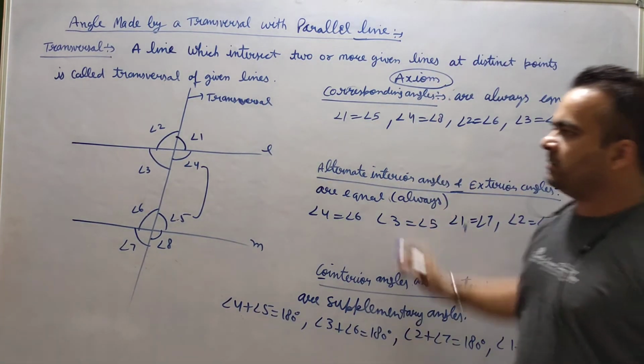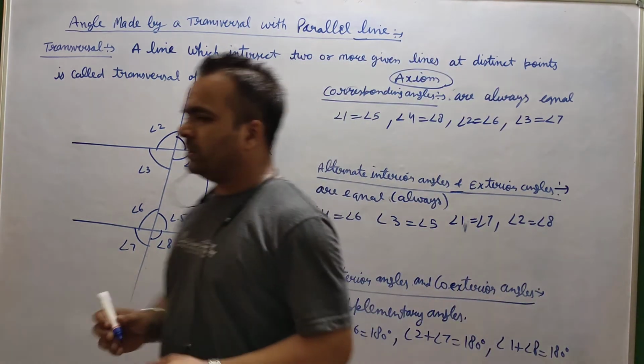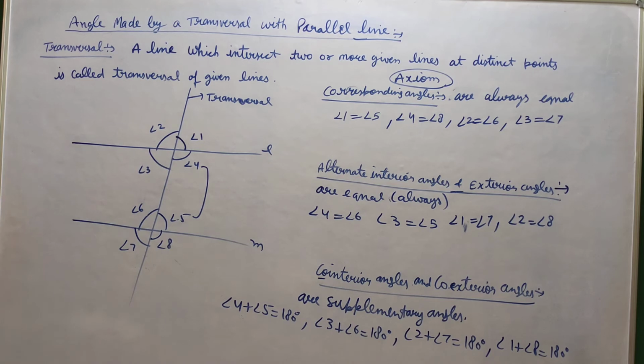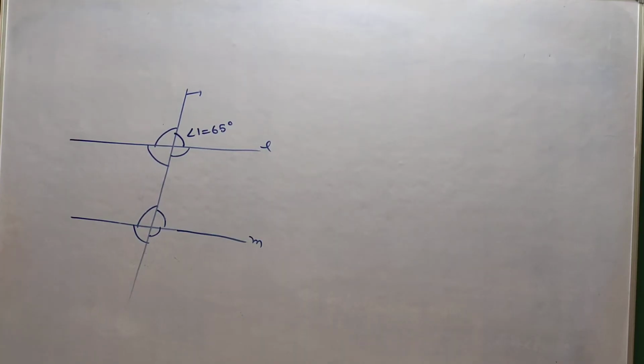At least 2 or 3 times you should write, then you will be able to understand the meaning of all corresponding angles, alternate interior angles, and co-interior angles, because that mapping is very, very important, right? Now students, we will try to solve one very interesting question.